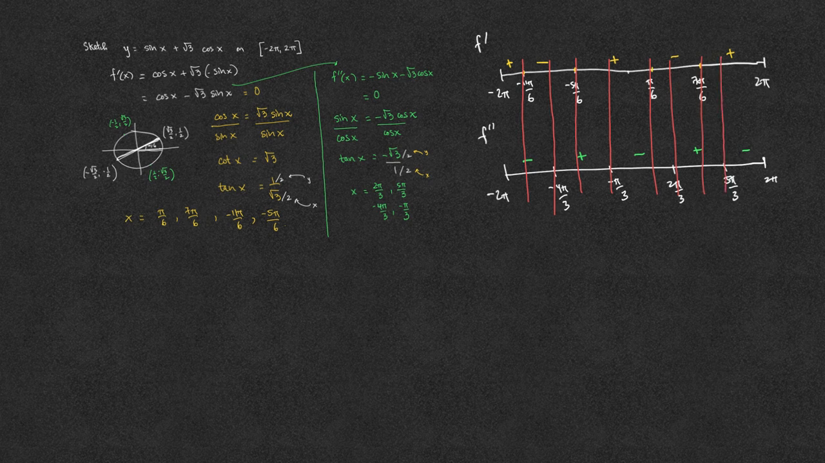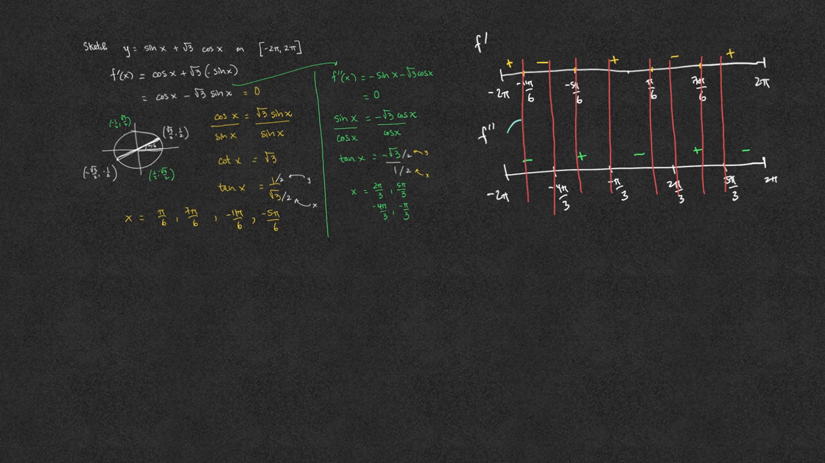Don't forget the endpoints. From negative 2 pi to negative 11 pi over 6, the first derivative is positive, so the function is increasing. The second derivative is negative, so the graph is concave down, increasing and concave down.